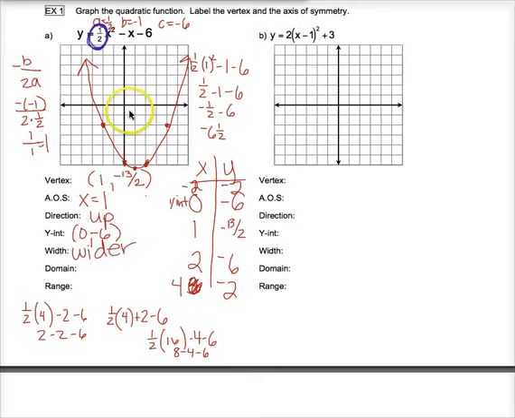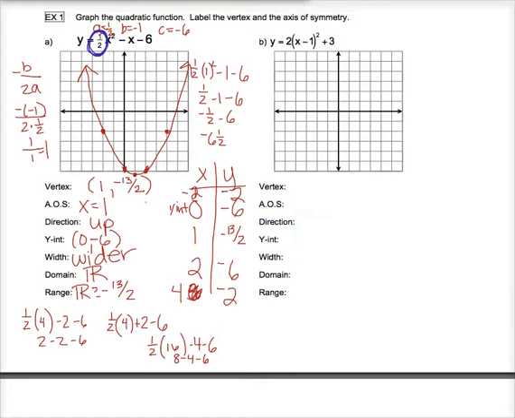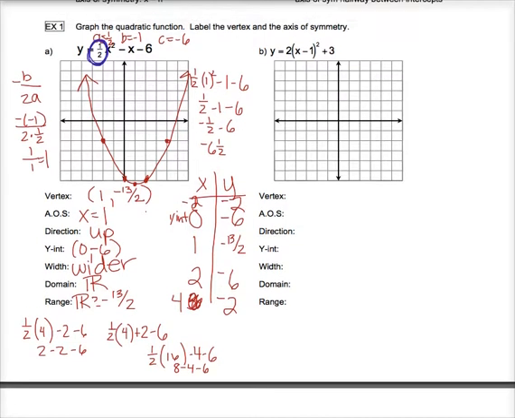Domain means what x values do you see? Well, x can be anything because I've got these arrows going everywhere, so my domain is all reals. My range, my y values start at the vertex, so at -13/2 is my starting point, and these ones get bigger, so it's all reals greater than or equal to. So that is how we deal with our standard form, and those ones are actually the hardest. The other ones are easier.